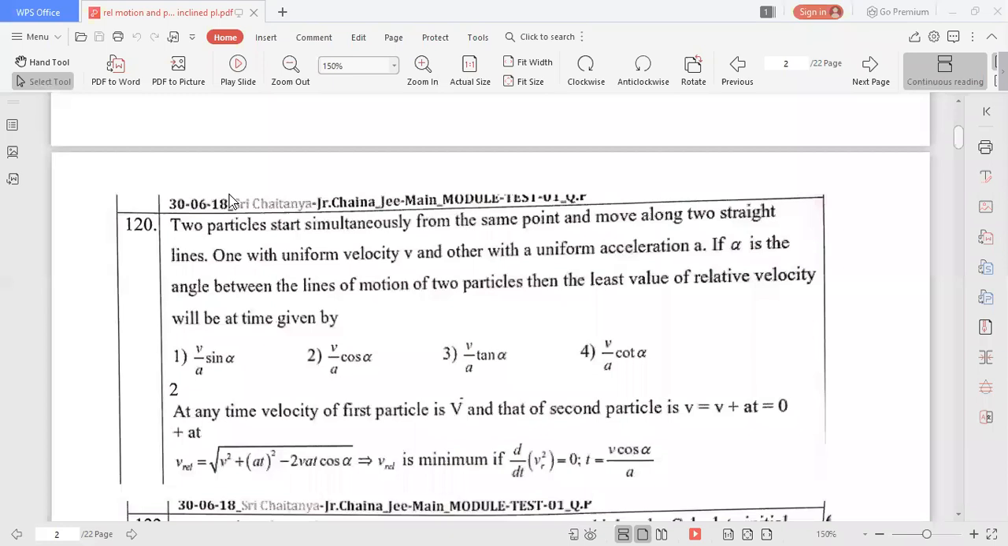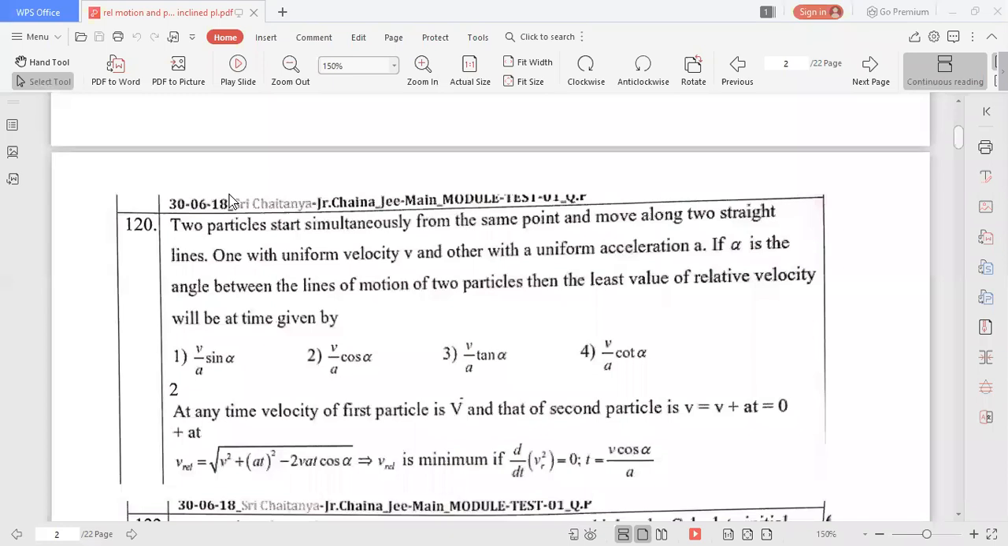Here, two particles start simultaneously from the same point. From the same point, two particles travel. One particle travels in this direction, the other particle travels in this direction, making a certain angle alpha between them. Two particles start simultaneously from the same point and move along two straight lines, one with uniform velocity v.